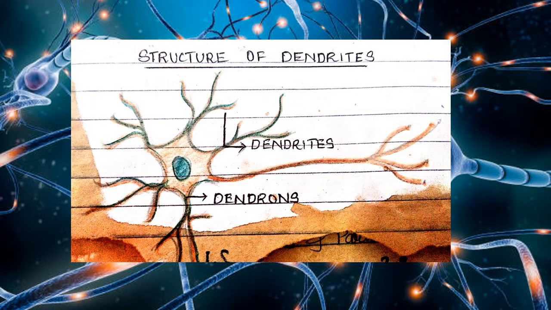This is the structure of a dendrite. From the cell body, there are projections called dendrons which give rise to dendrites, which form a tree-like array.